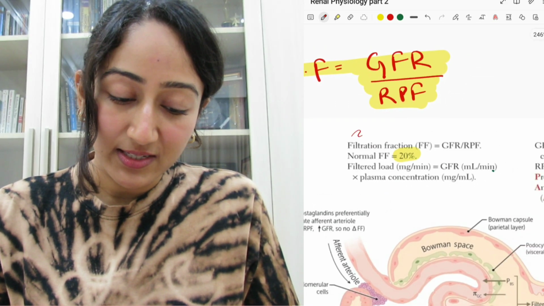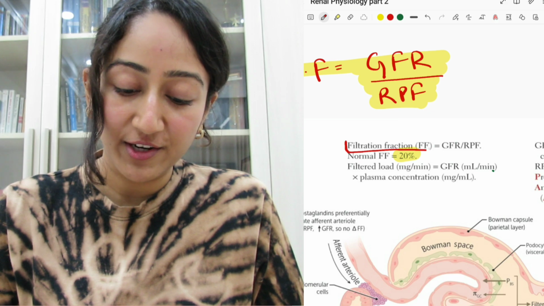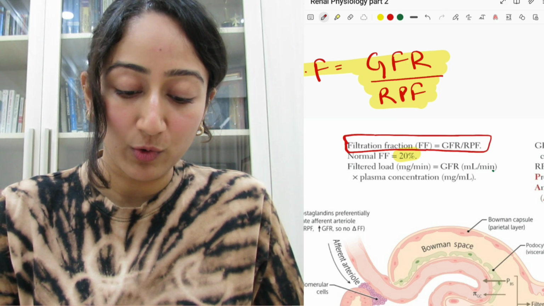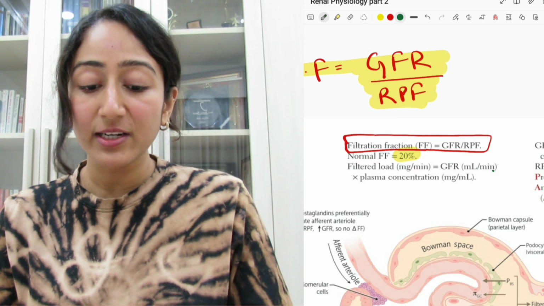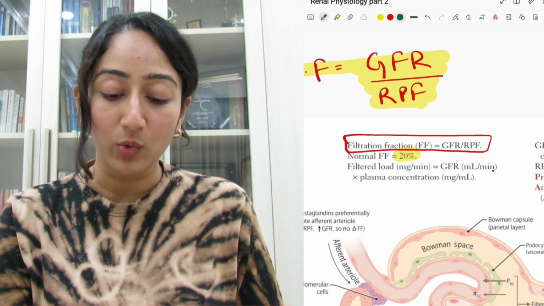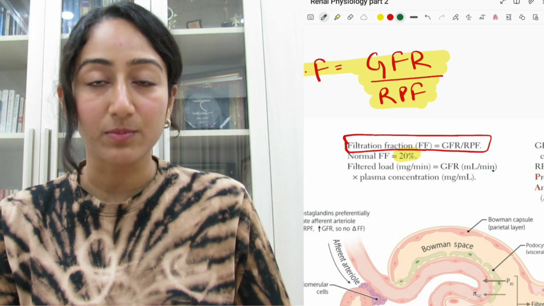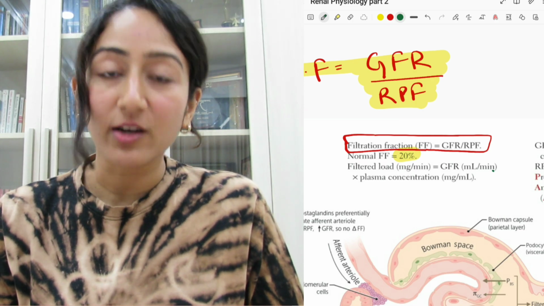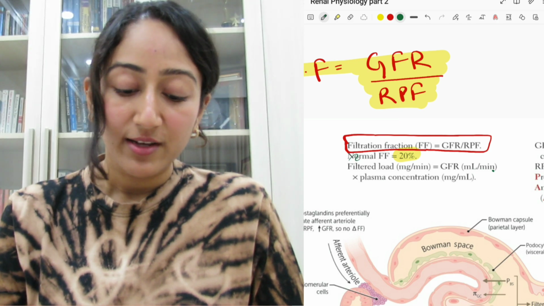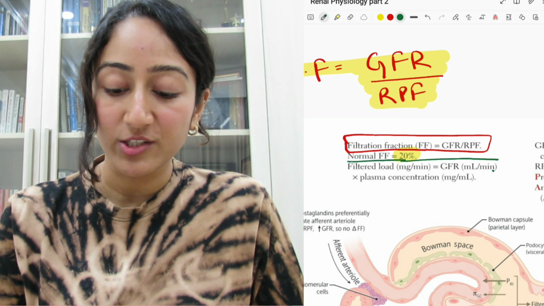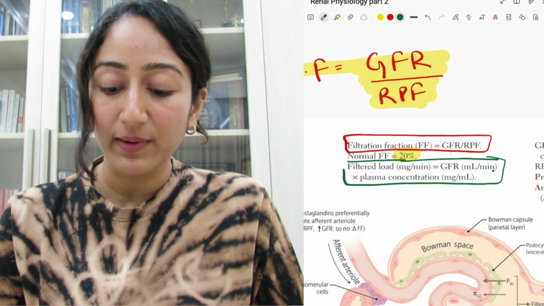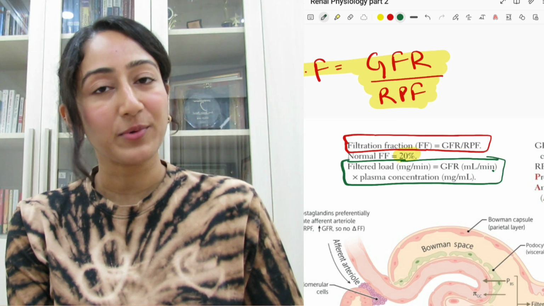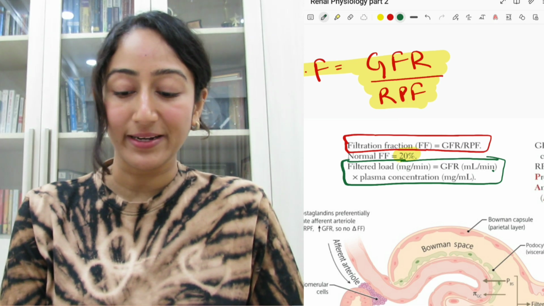If we can just see the same thing in First Aid, filtration fraction is equal to GFR upon renal plasma flow. Similarly, we can also calculate the filtered load. The filtered load of any substance, like how much of a substance is being filtered in milligram per minute, can also be calculated by this formula. A filtered load is equal to the GFR multiplied by the plasma concentration of that substance, right? So these are two very important formulas which you guys should keep in mind.